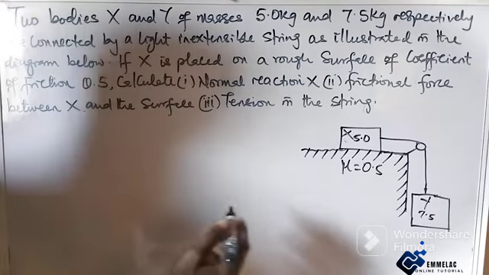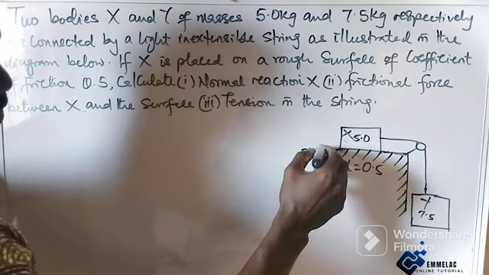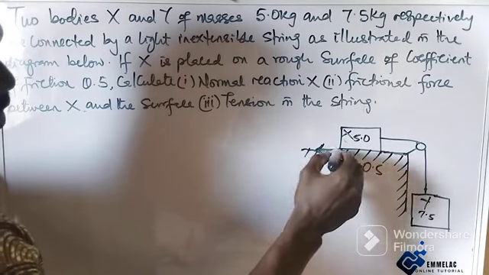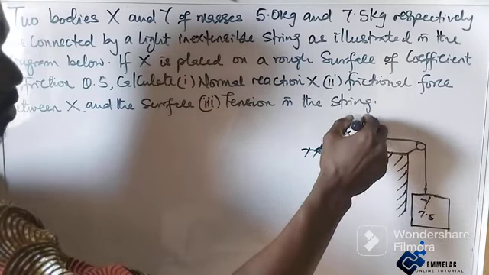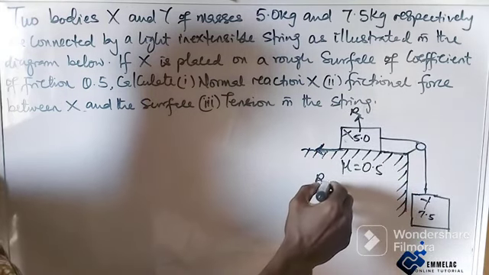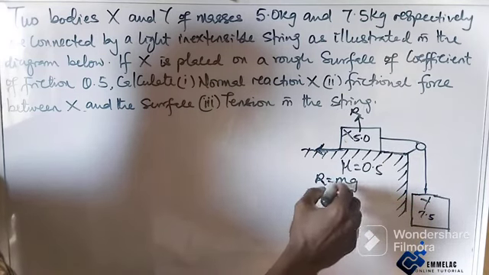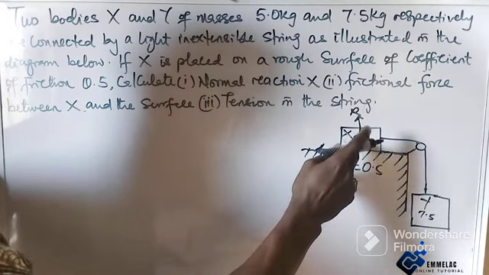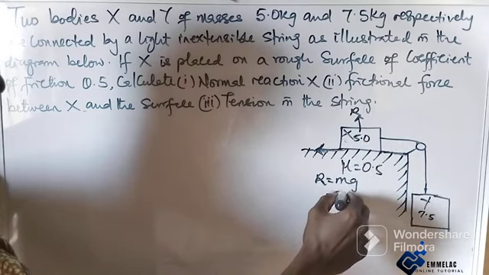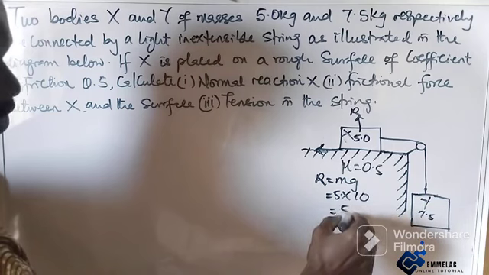Alright, let's take note that this is the frictional force here. That is the force acting against the motion, and the normal reaction, which is R. So for normal reaction, we have that R equals mg, which gives us, for this on X, 5 times 10. So our normal reaction here might be 50 Newton.